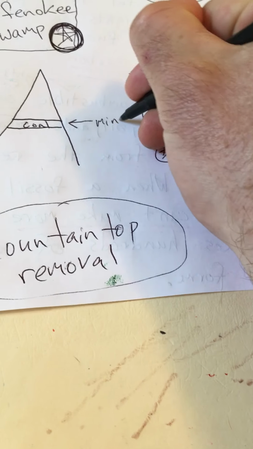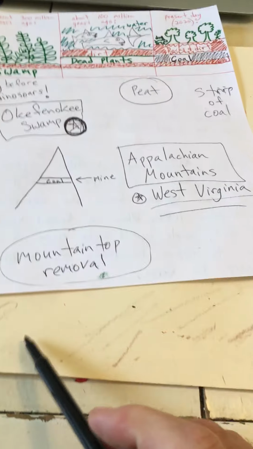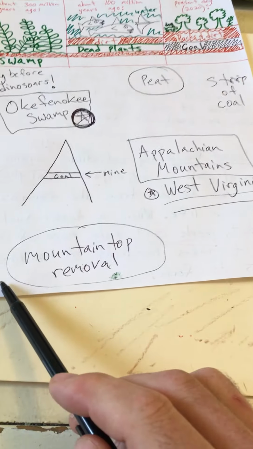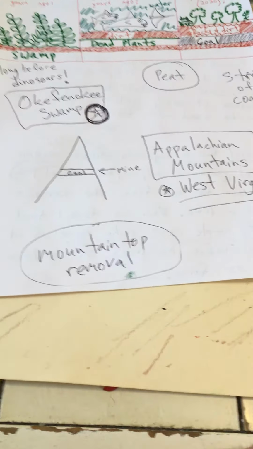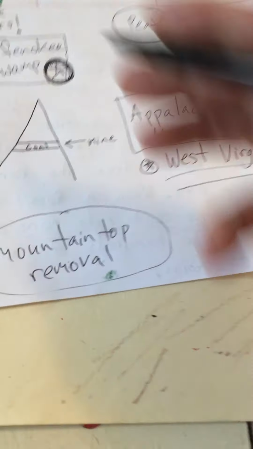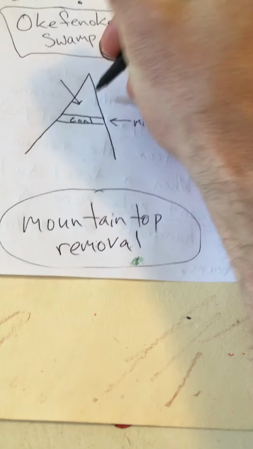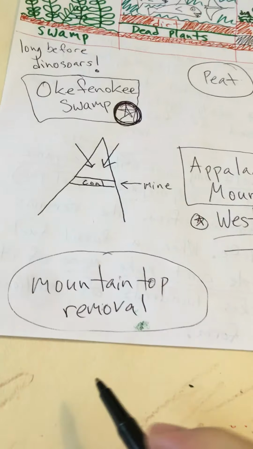So these big companies down in the Appalachian Mountains in West Virginia, they said, we're going to do something called Mountaintop Removal. That'll be cheaper for my company, and our company will make more money. So what they did was they dug some TNT into this mountain, and guess what they did? Kaboom! They blew it up.